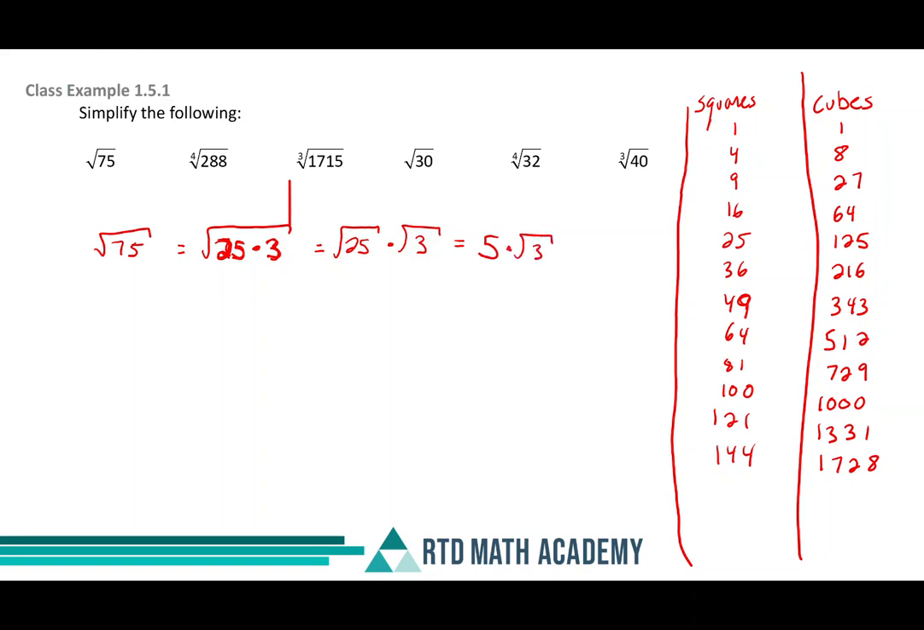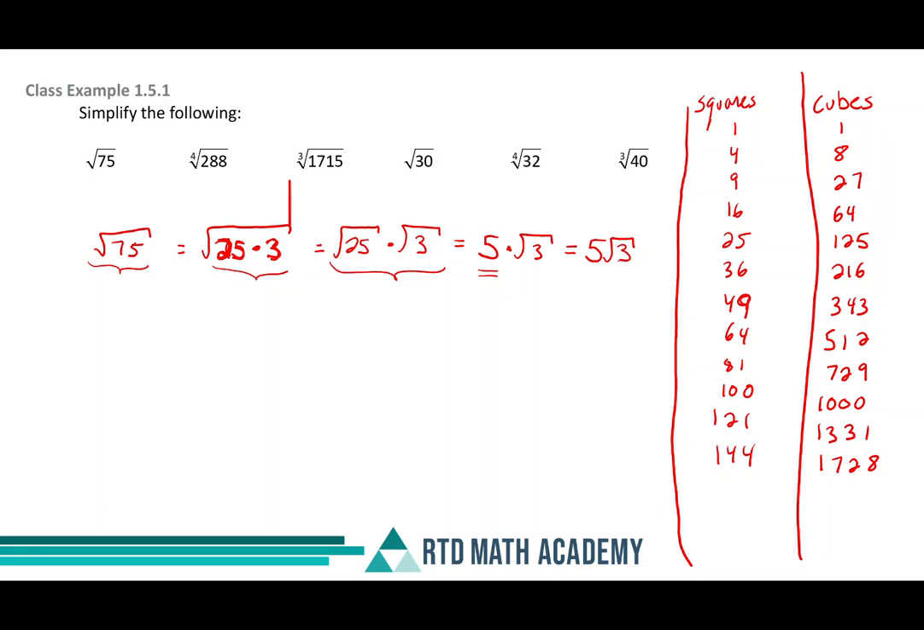So notice I'm just taking a breakdown of 75 into 25 and 3, a breakdown of the radical into 2 separate radicals. I'm finding the nice perfect square of the number that came from my perfect squares list and multiplying it by the remaining radical. And then our very final step, which you could probably skip this second one here. You could probably skip this one here too and just break it down into these two.